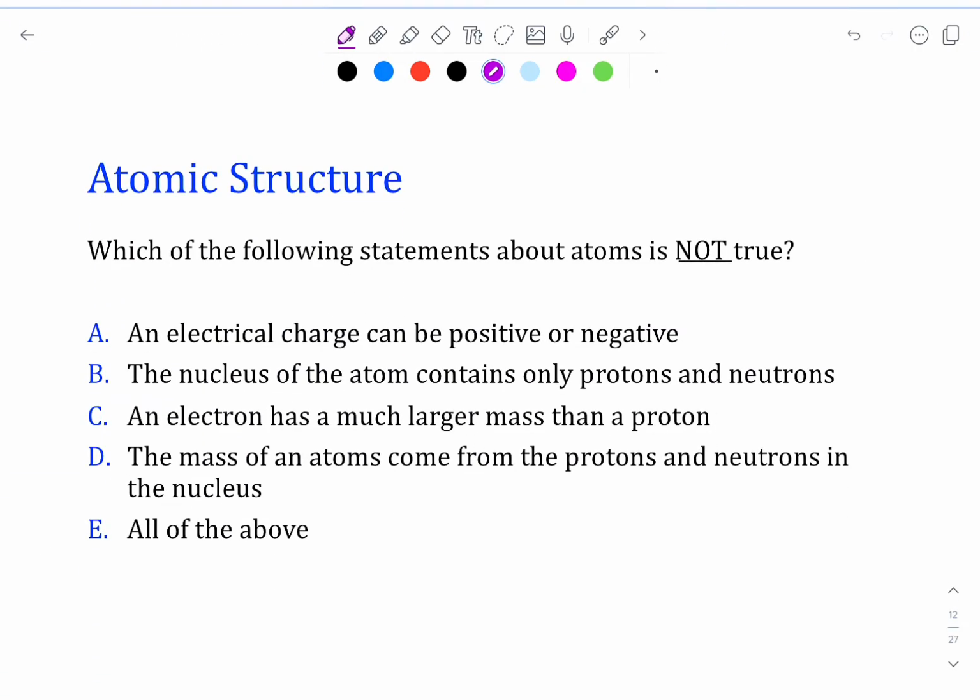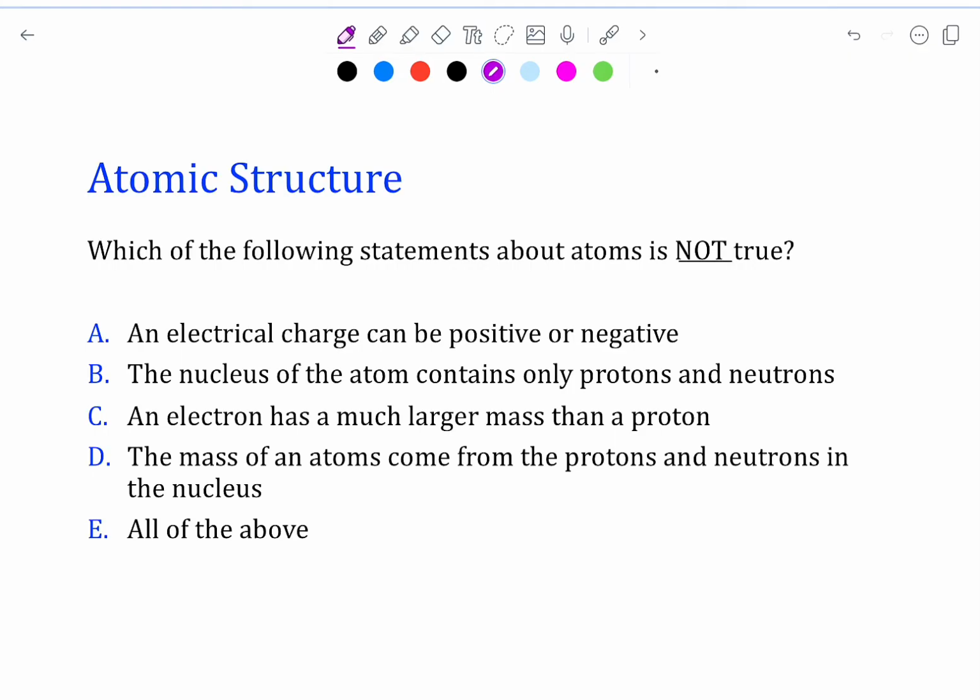Okay, so let's think about these statements. Which of the following statements about atoms is not true? So which one is incorrect? An electrical charge can be positive or negative. The nucleus of the atom contains only protons and neutrons. An electron has a much larger mass than a proton. The mass of an atom comes from the protons and the neutrons in the nucleus, or all of the above.